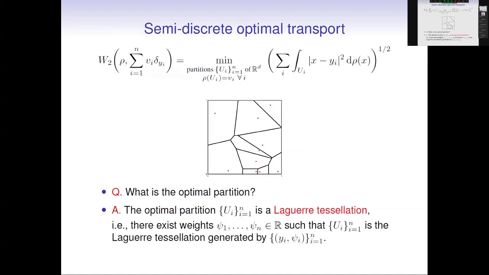Any other questions about the transport or the Laguerre? Yeah. Can psi be found as a function of the v_i? There's not an explicit formula, but you can solve the dual optimal transport problem. That's maximizing a concave function. It's a finite-dimensional concave maximization problem, unconstrained, so it's very tractable, and you can solve that.